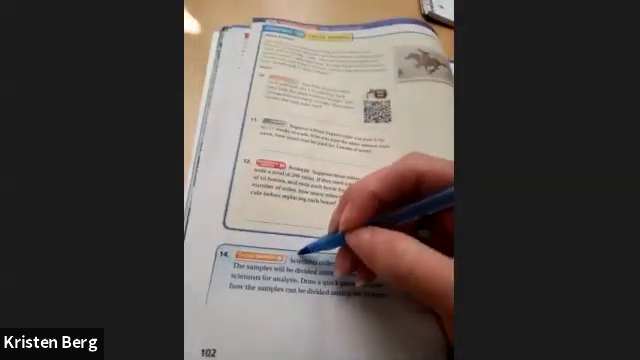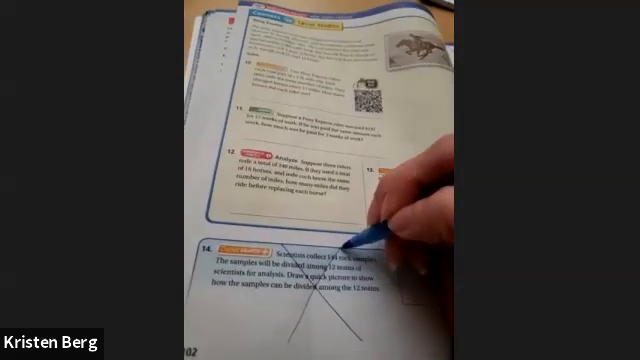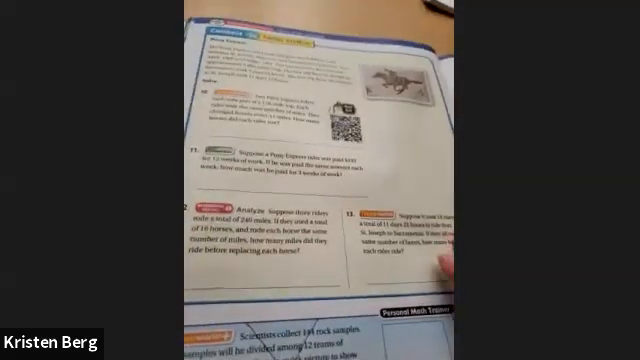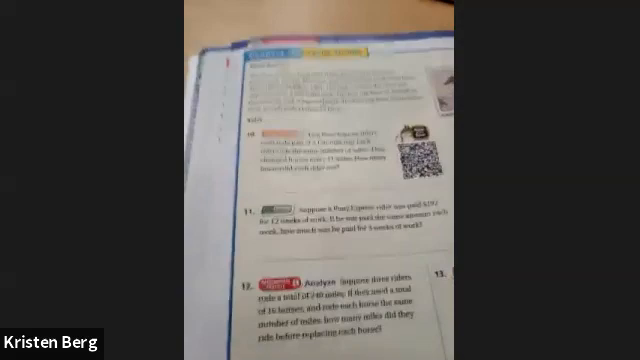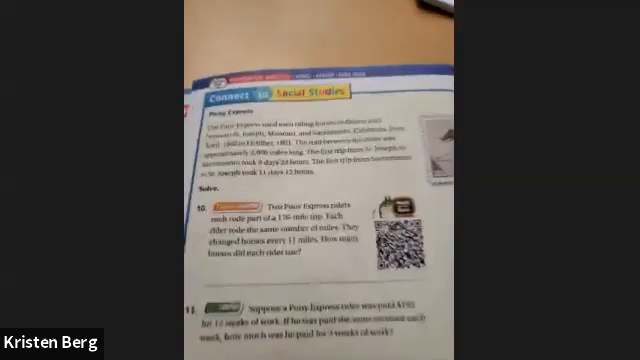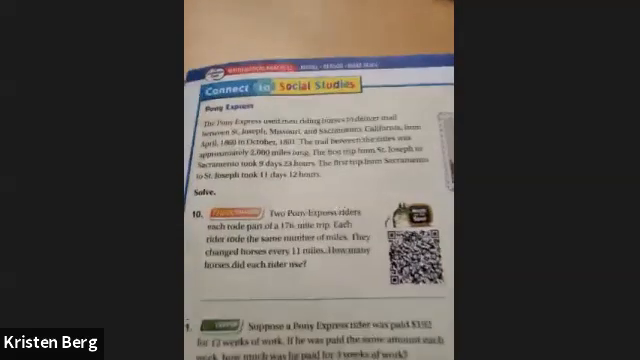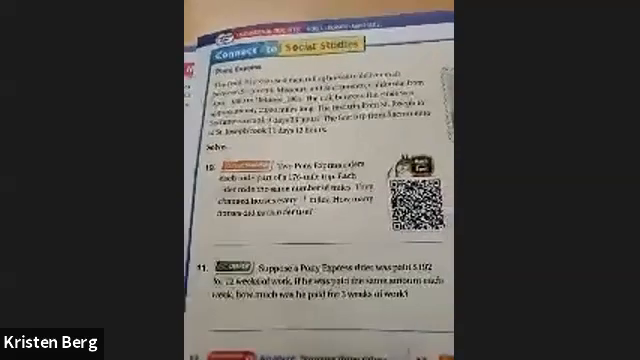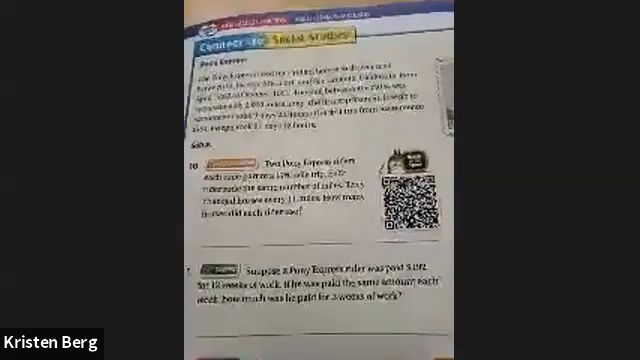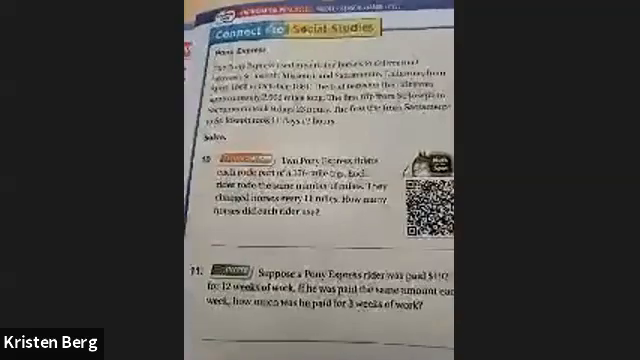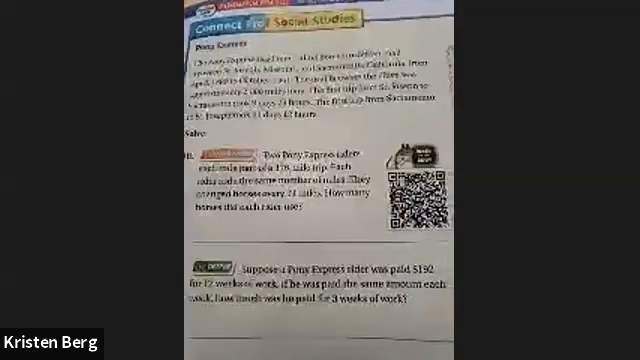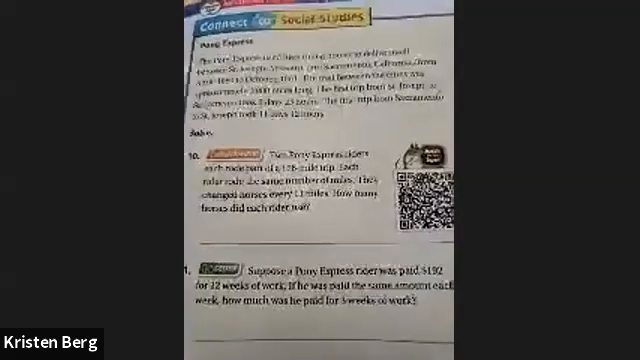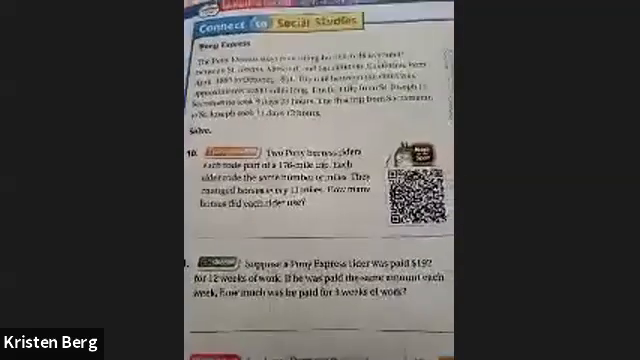All right, now, real quick, I am going to just tell you right away that we're not doing 14, so that one's automatically out. Real quick, it is talking about the Pony Express, which used men riding horses to deliver mail between St. Joseph, Missouri and Sacramento, California from April 1860 to October 1861. The trail between the cities was approximately 2,000 miles long.